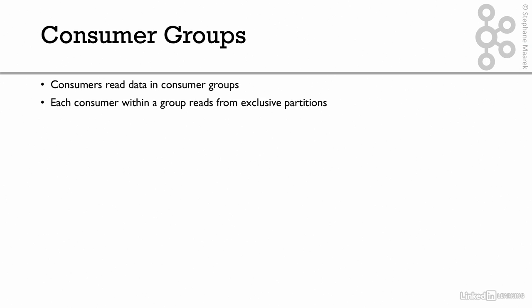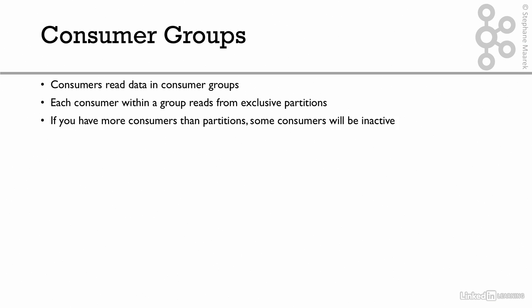Now, how do these consumers read data from all the partitions? There's a concept of consumer groups. Basically, you're going to have a lot of consumers, and a consumer is basically like a Java application or whatever language you're using, and they will read data in groups. Each consumer within a group will read directly from exclusive partitions. And if you have more consumers than partitions, some will be inactive. We'll see this in the very next slide.